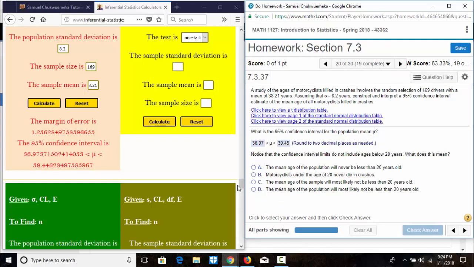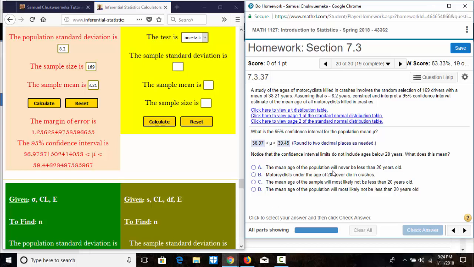Notice that the confidence interval limits do not include ages below 20 years. What does this mean? A, the mean age of the population will never be less than 20 years old. Okay. B, motorcyclists under the age of 20 never die in crashes. That is incorrect. For A, the mean age of the population will never be less than 20 years. Because of the never, let's kind of leave it, but let's eliminate B.